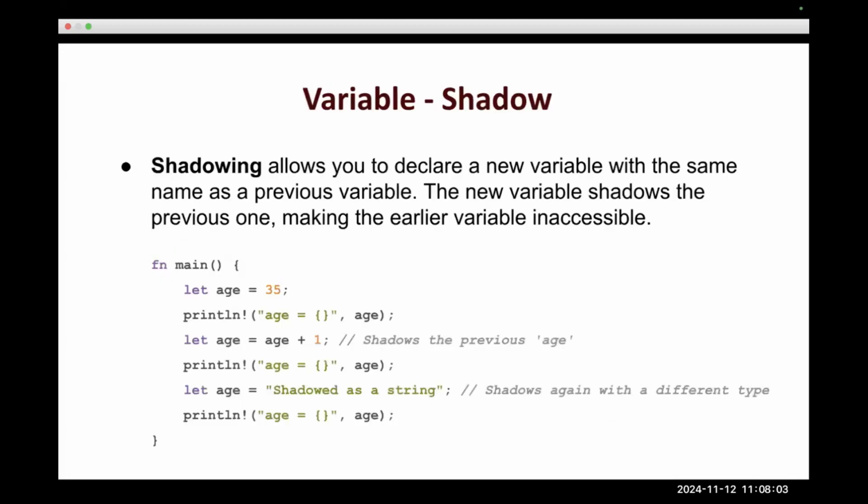Okay, so shadowing is another term I learned. I never heard about this in the context of programming languages, but shadowing here allows you to declare a new variable with the same name as a previous variable. You might think this is kind of weird, because basically you are killing the previous edge, and then you get a new variable defined, and then you use it. So the new variable shadows the previous one, and then the previous one is just thrown away. The system will forget about it.